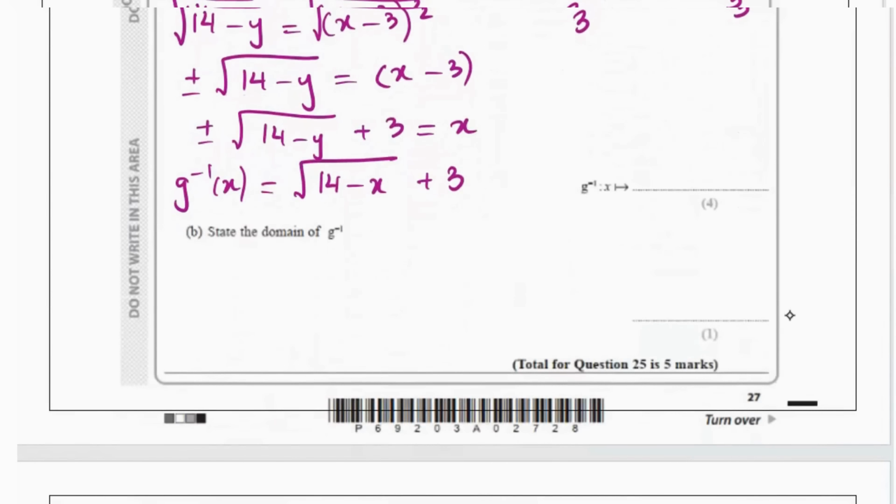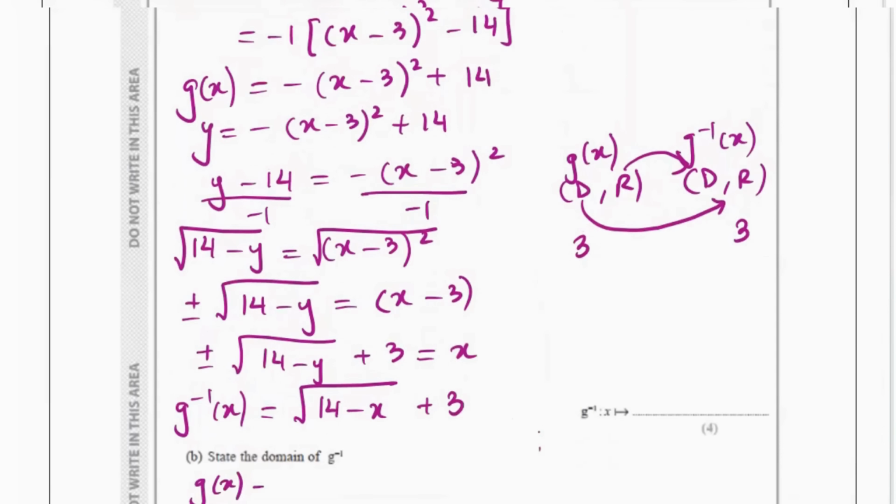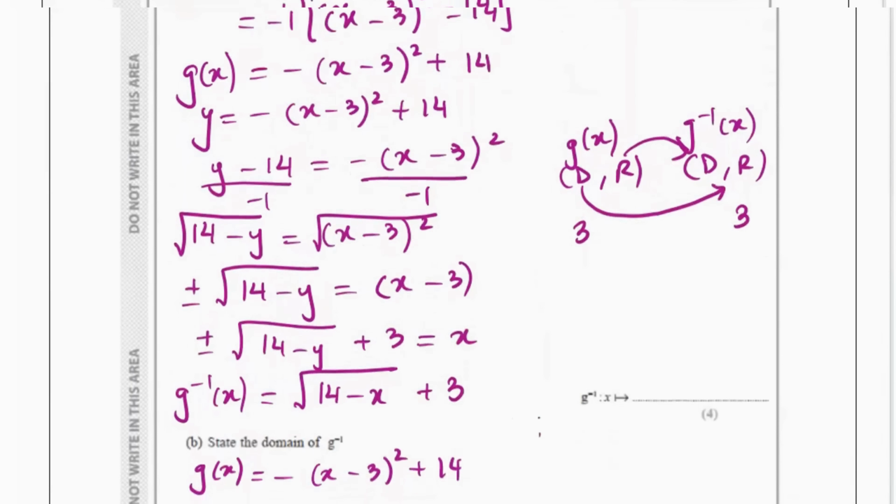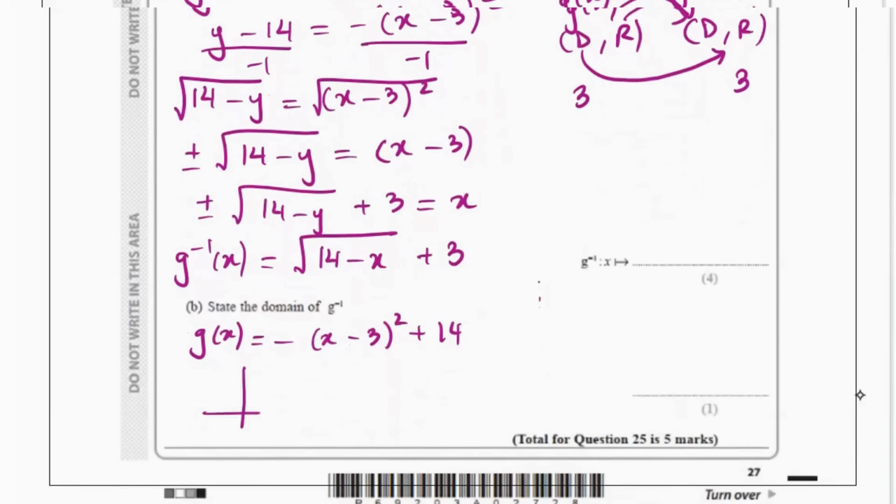Then we have to state the domain of g inverse. G of x in completing square form is negative x minus 3 whole squared plus 14. So our turning point of this maximum curve is x equals 3, y equals 14. So as you can see, the range is less than or equal to 14, which means the domain of g inverse is going to be x is less than or equal to 14.